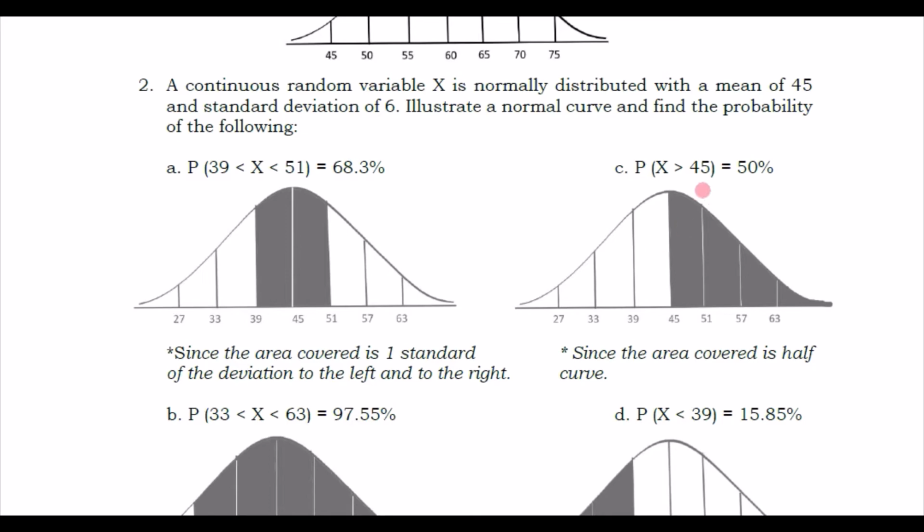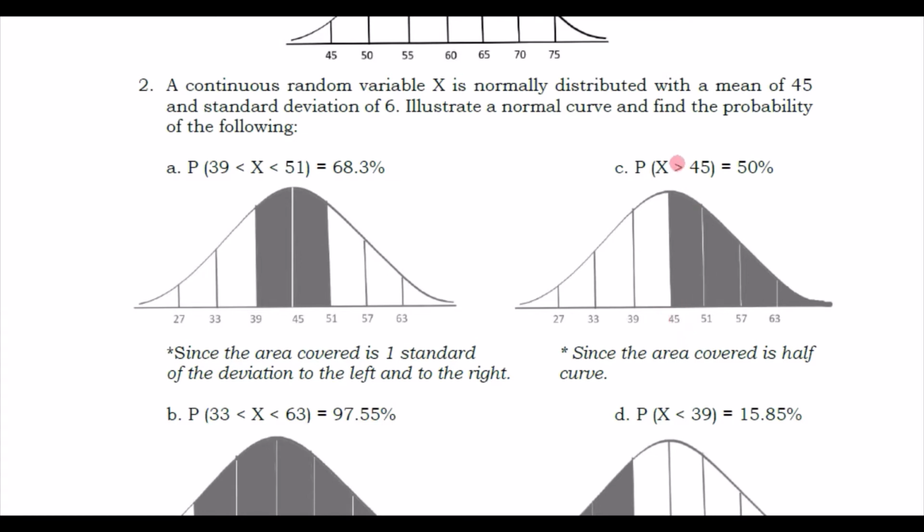Okay? Next. So, ang hinahanap sa atin ay probability of x is greater than 45. Again, the probability of x is greater than 45. So, paano ba ito basahin? Probability of 39 is less than x and is less than 51. Okay? Letter C, the probability of x is greater than 45. So, hanapan natin yung 45. Di ba yung 45 natin dito ay yung mean.